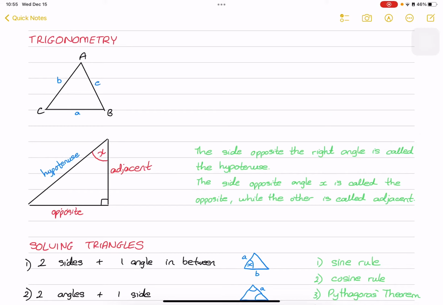Hi everyone, and welcome to this recap class of trigonometry. So without wasting too much time, let's take a look at this right-angled triangle we have here.